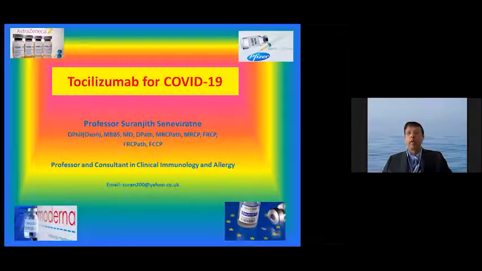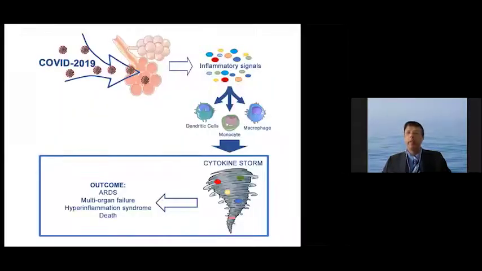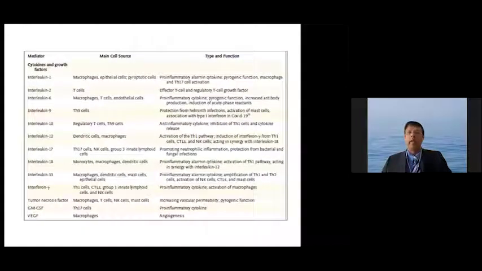Let us talk on some aspects relating to tocilizumab for COVID-19. In a previous video, I described the cytokine storm and outlined the important characteristics of this in some patients who get COVID-19. This is a list of some of the cytokines, including IL-1, IL-6, interferon gamma, TNF alpha, etc., which I have described previously.